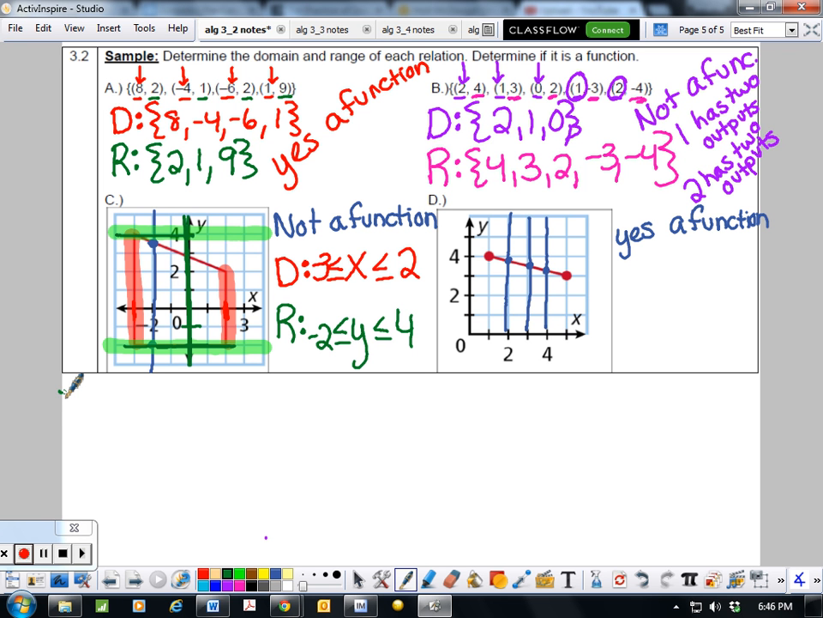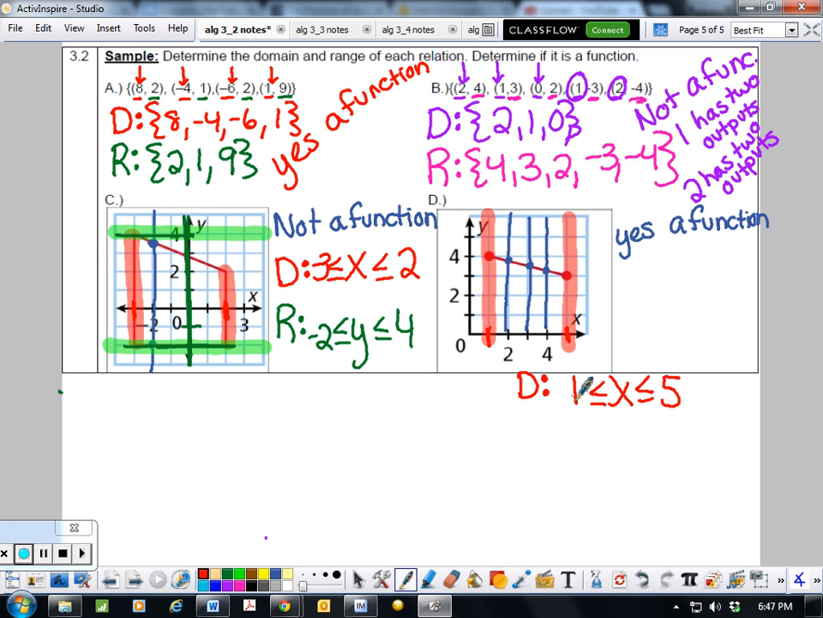Okay, so now I'm going to look at the next graph, and we're going to do that same idea. For domain, I'm going to look at the farthest left and the farthest right that my graph goes. And I draw a line all the way down to the x-axis so I can kind of understand what are those x values. So for my domain, I'm looking at x being between this number, 5, and this number right here, 1.